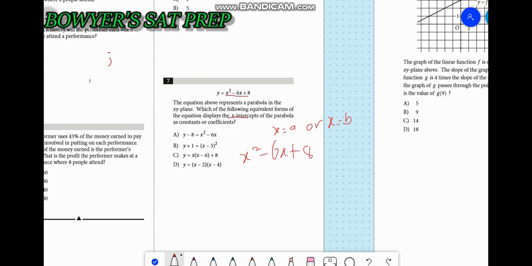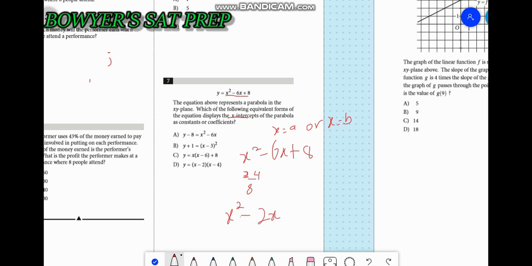1 times 8 is 8. So we look for numbers that when you multiply, you get 8, and when you add, you get negative 6. So let's see the factors of 8. You have 2 and 4. Negative 2 plus negative 4 will give us negative 6, and negative 2 times negative 4 is positive 8.